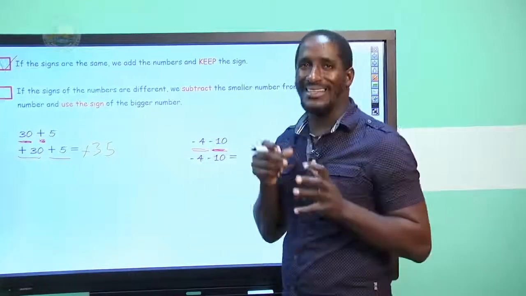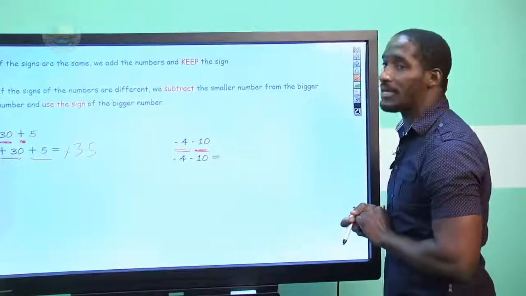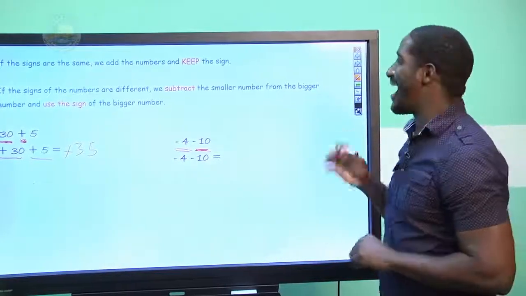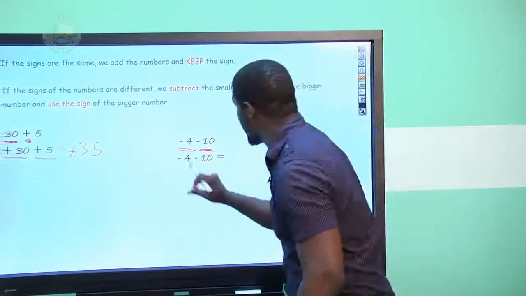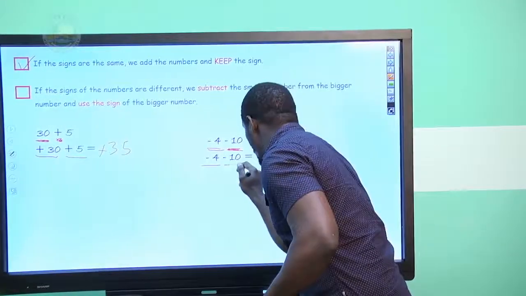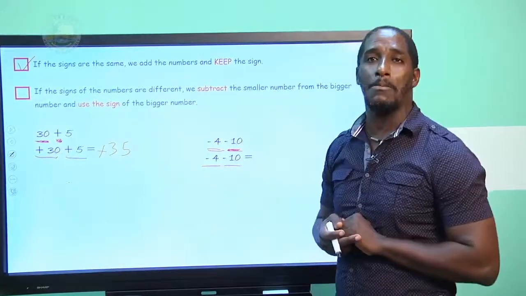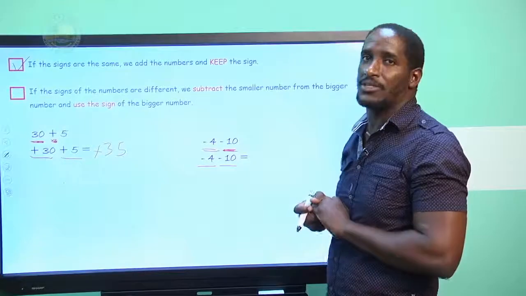So we are saying for addition and subtraction, if the sign and the numbers are the same, we add the numbers and keep the sign. If the sign and the numbers are different, we subtract the smaller number from the bigger number and keep the sign of the bigger number. So in this case, what are the signs here? This first one is negative. The second one is negative because the operation in the middle of the two numbers tells us the sign of the number that comes after this operation.